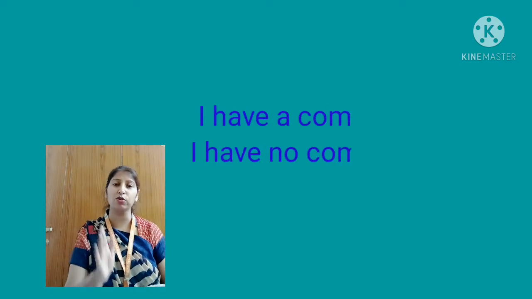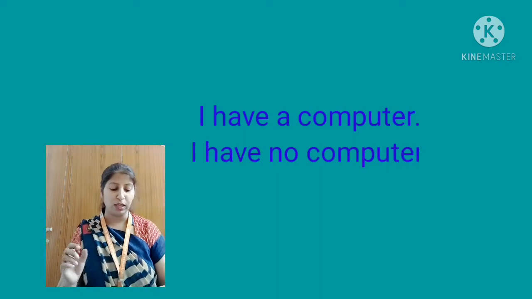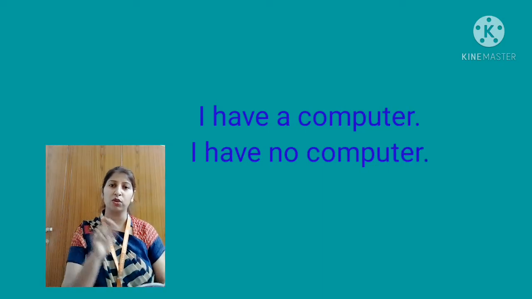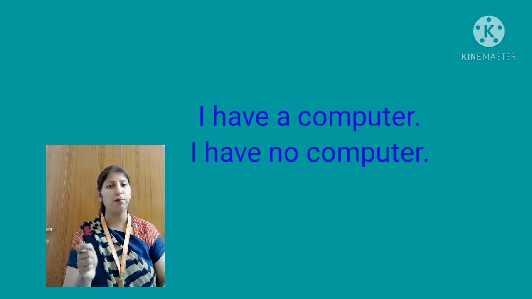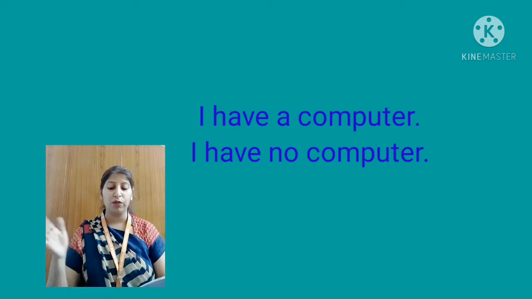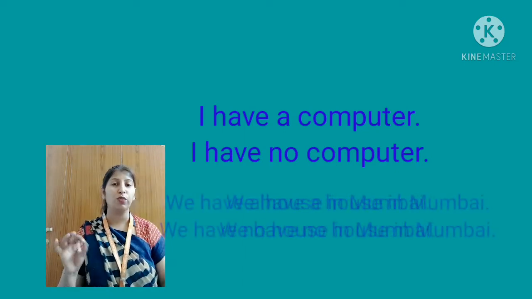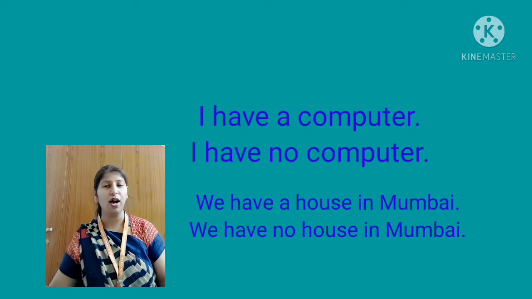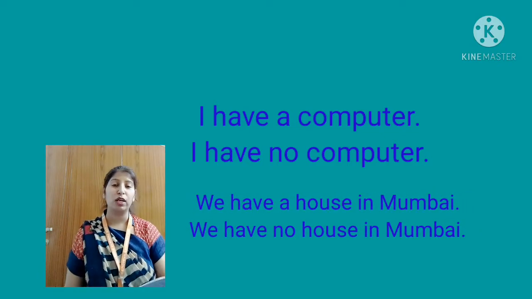Has, have, had is used to show possession. So in that case we use has plus no, had plus no, have plus no. Like this: We have a house in Mumbai. So we have no house in Mumbai. So like this we form negative sentences.